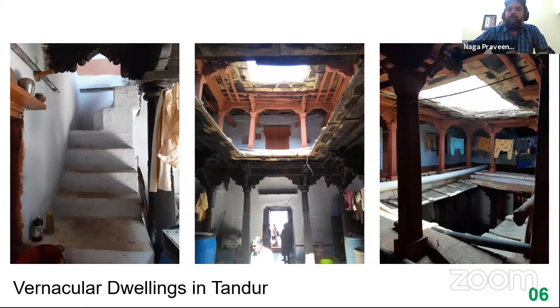But when we look back at our vernacular architecture and the examples which are already there in and around Telangana, there is a certain amount of compactness in the spaces. There are no exorbitant spaces; the spaces are very small and exactly what is required for our lifestyle. And these are some examples from Tandur.